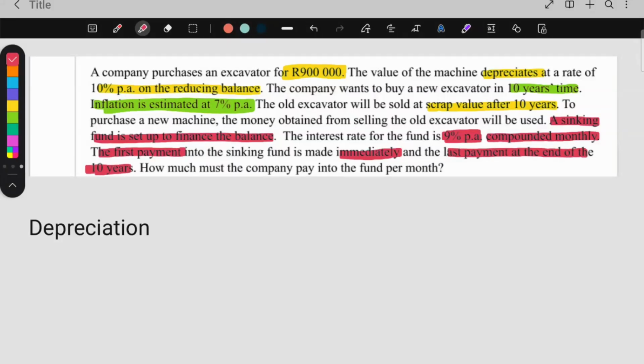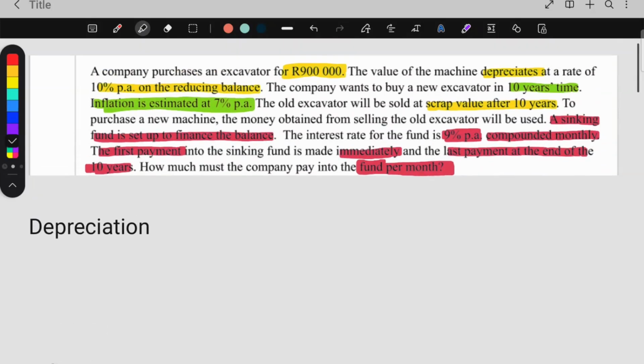Okay, so we're going to replace our machine, and now they want to know how much must the company pay into the fund per month. So they want to know what is the monthly payment into our sinking fund. Okay, so this is a lot of information. A sinking fund is a savings account where you save to replace an asset. So we are saving to replace an asset.